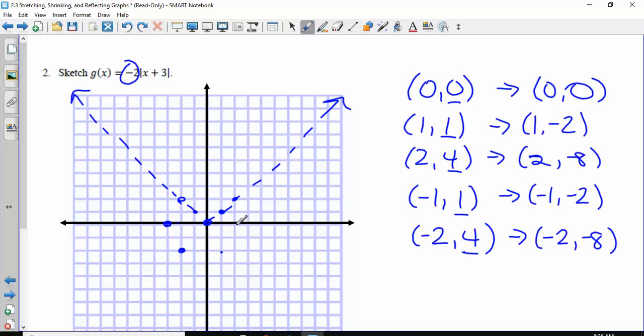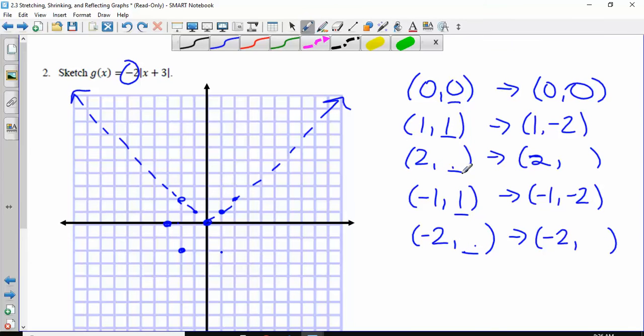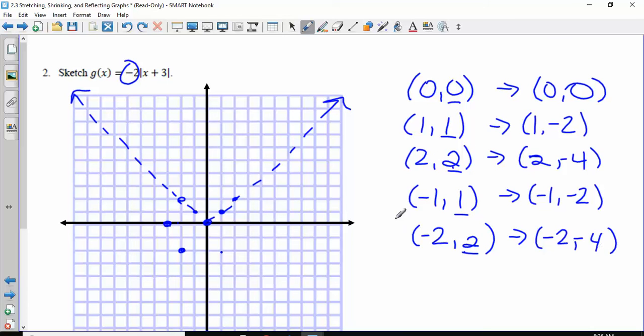Left 3. You probably didn't put on this next point 2, 4. Or why did I write 2, 4? Oh my goodness. Am I not really with it today? I think I already multiplied it by 2 when I wrote down my points. How about 2, 2? So then when I multiply my y times negative 2, it would go to negative 4 for both of those. So 2, 2 would go to 2, negative 4.